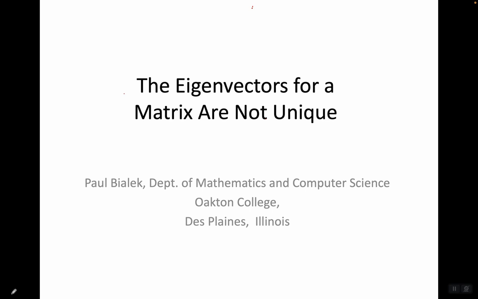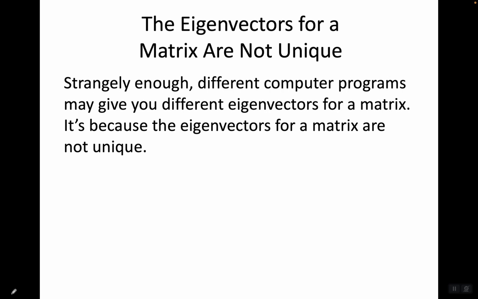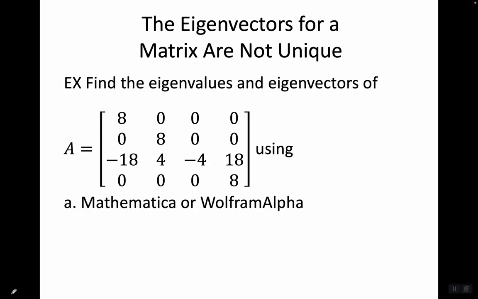Let's talk about how the eigenvectors for a matrix are not unique. Strangely enough, different computer programs may give you different eigenvectors for a matrix. It's because the eigenvectors for a matrix are not unique. For example, find the eigenvalues and eigenvectors of this matrix A using Mathematica or Wolfram Alpha.